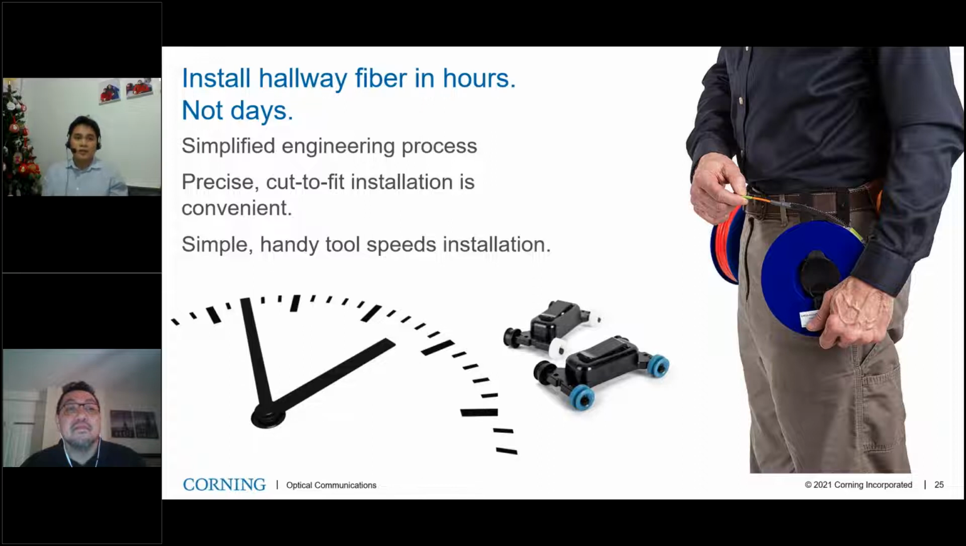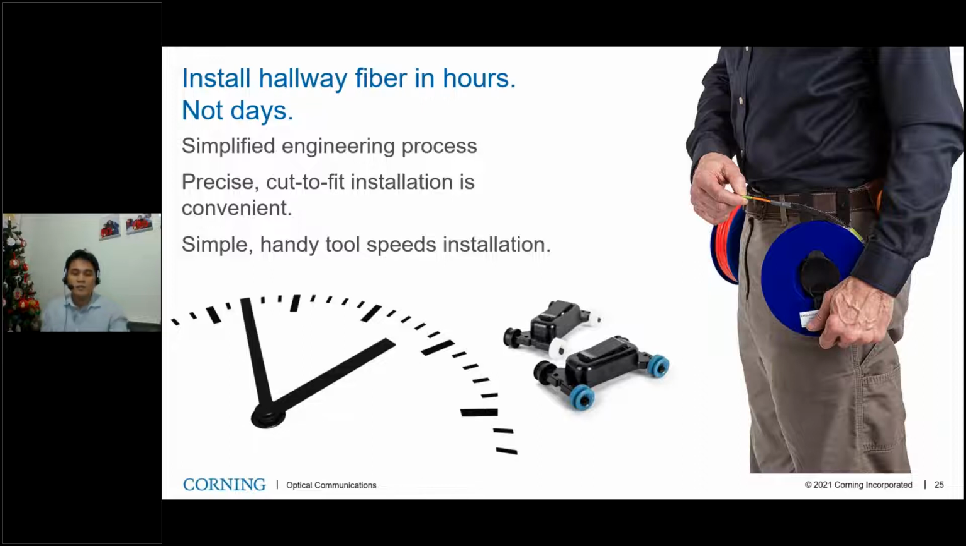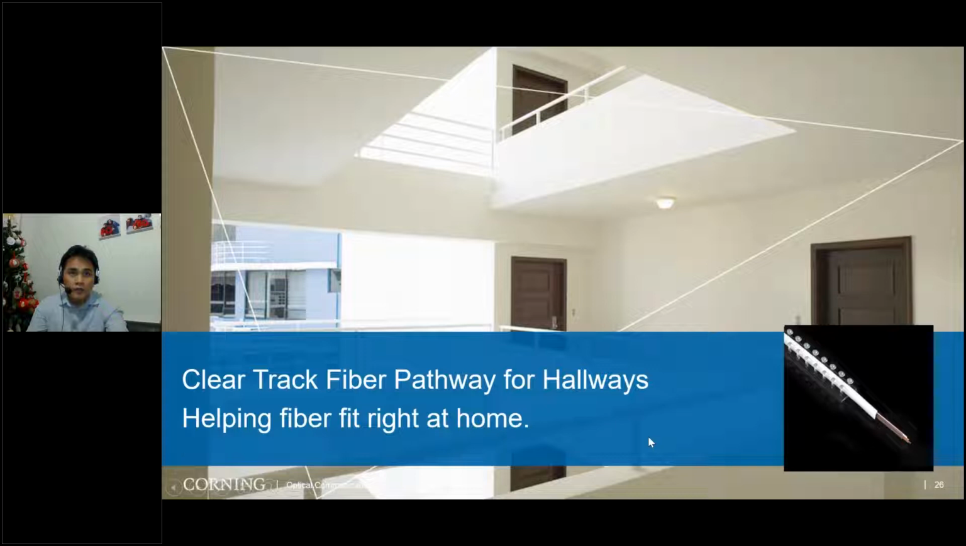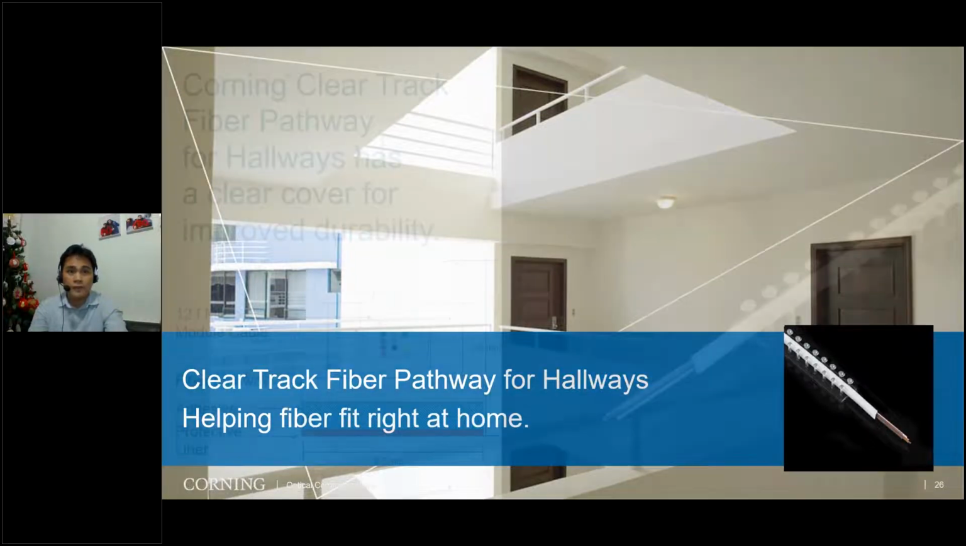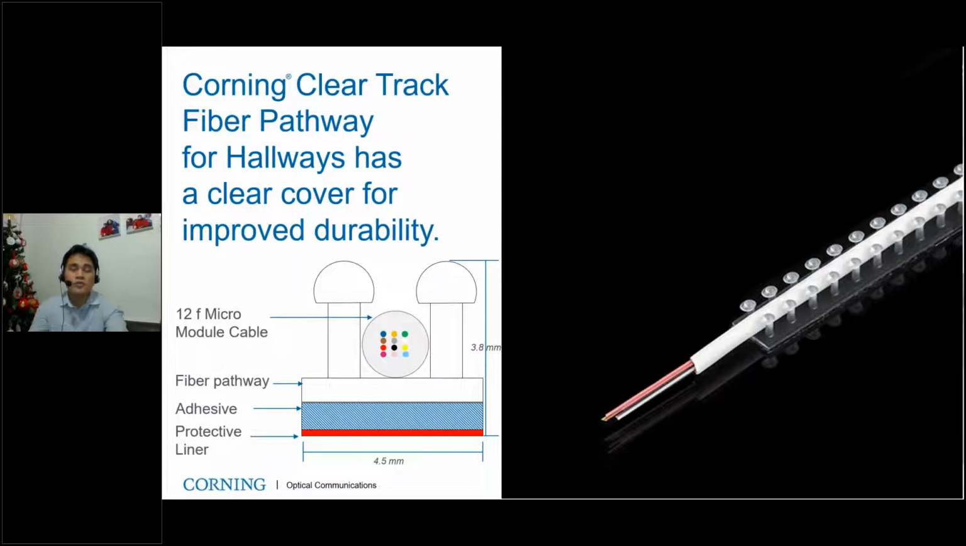The clear translucent tape adhesive back pathway is delivered on a spool, so you can just cut it to the actual length during installation using either scissors or snips. The 12-fiber micro module can come pre-terminated or unterminated, as well as for the 900 micron cable. So let me discuss the process for the hallway solution. The ClearTrack hallway fiber pathway solution has only two main components: the adhesive back pathway and the 12-fiber micro module.